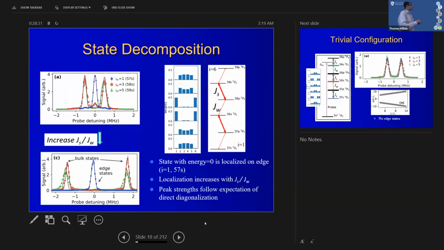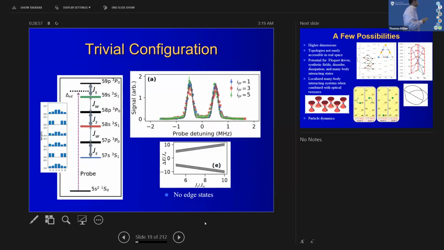So as I said, I've already walked through this decomposition, but by looking at the various intensities, when I tune to the different levels, I can really work out quantitatively the state decomposition, and nicely the ones at E equals 0 are really localized at the edge. And these strengths all follow what you get when you solve the Hamiltonian numerically and back out the states as well. So it all makes sense.